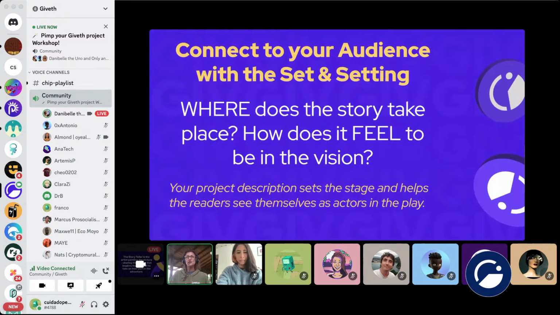So in that introduction, remember, this is your first opportunity. This is the back of the book. This is the jacket on the inside where you're getting that interest in it. So you're connecting your audience with that set and setting that you're creating. Think about where the story takes place. How does it feel to actually be in that picture? Your project description is setting the stage, and you're creating a space in that where a person who's reading can feel that there's something calling to them. This is something that they care about, right?